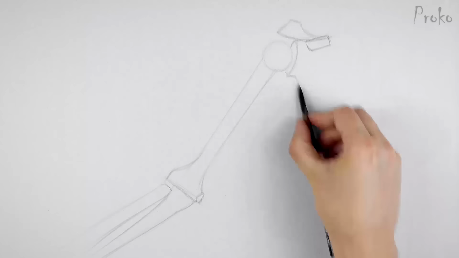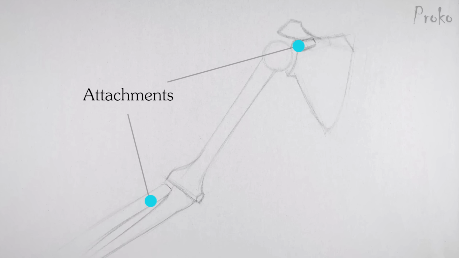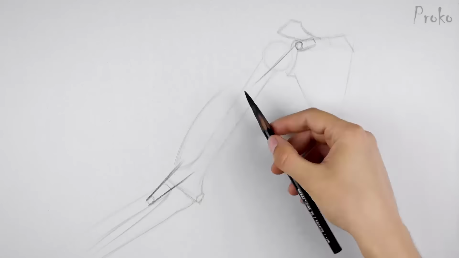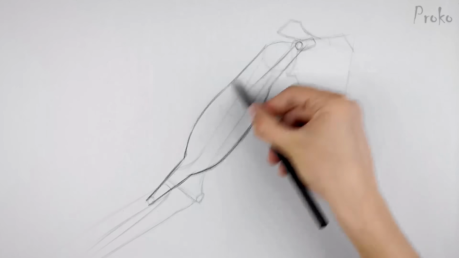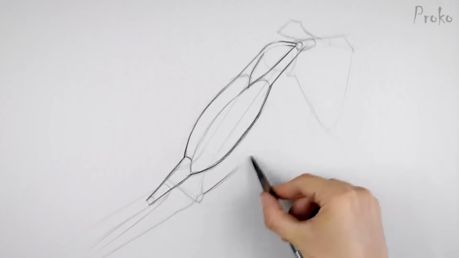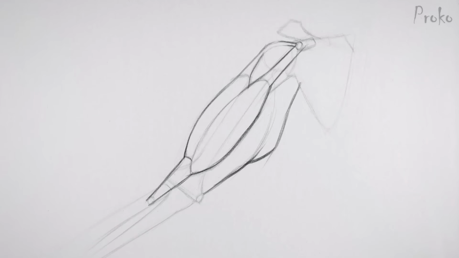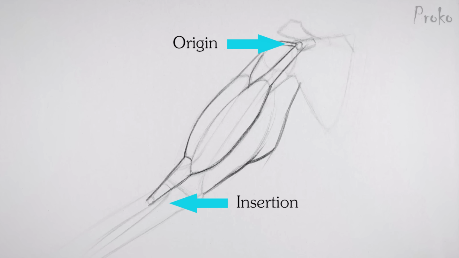Where the muscle attaches is important to know as well. It helps us precisely and confidently map out the muscles. It also hints at the muscle's function, as we'll see in a minute. There's two areas of attachment. The origin is the attachment on the skeleton that is more stationary and closer to the center. The insertion is the attachment on the farther and more movable part of the body.